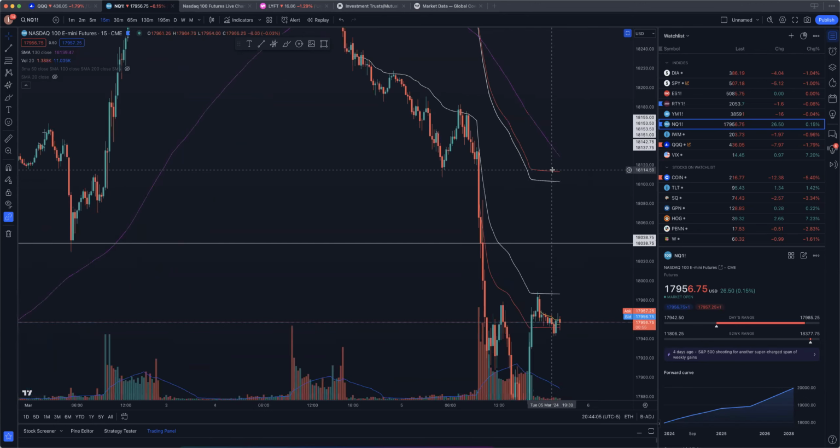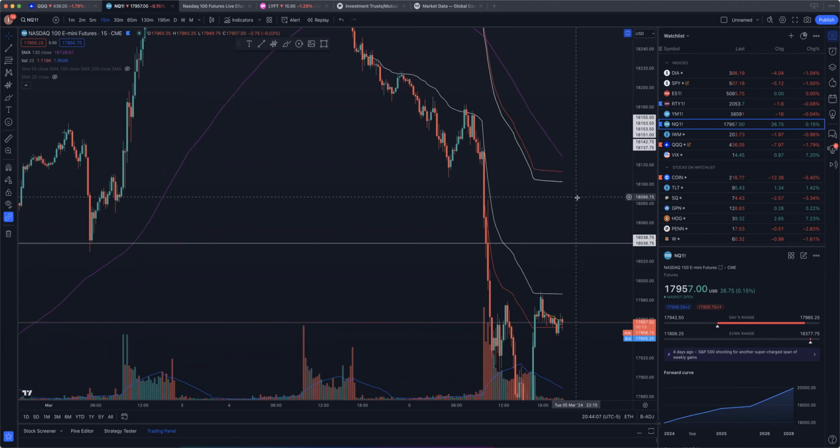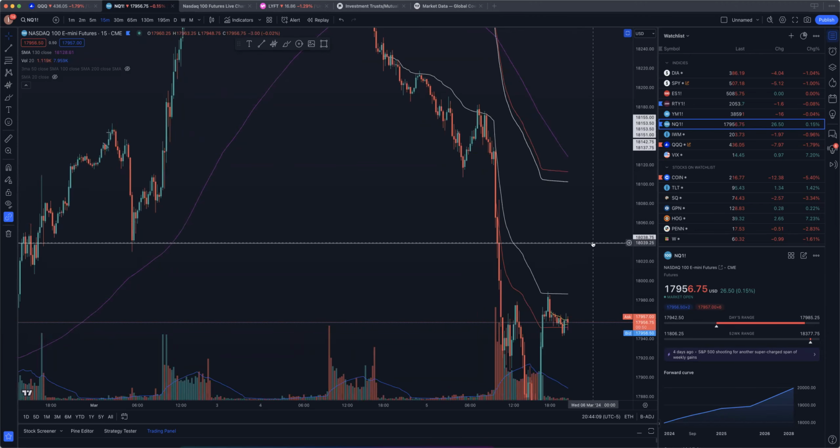So for any of you who are new, go ahead. What are some of the pros and the cons of trading futures versus the regular market? Do you trade SPY QQQ options?